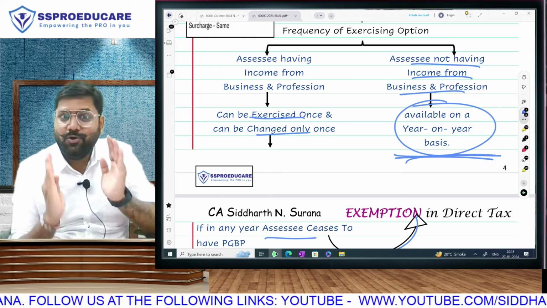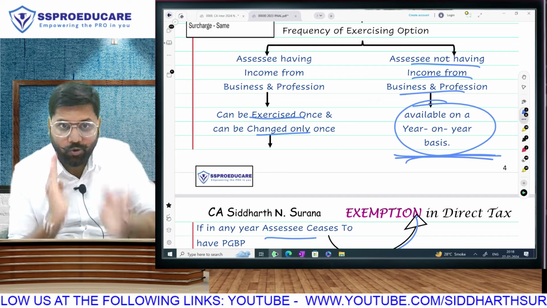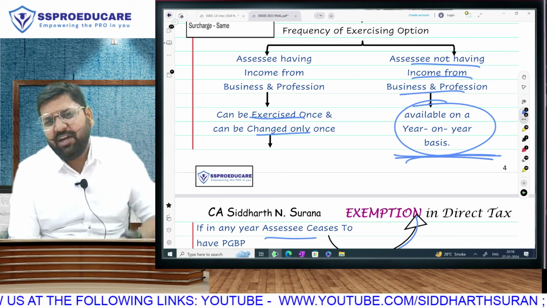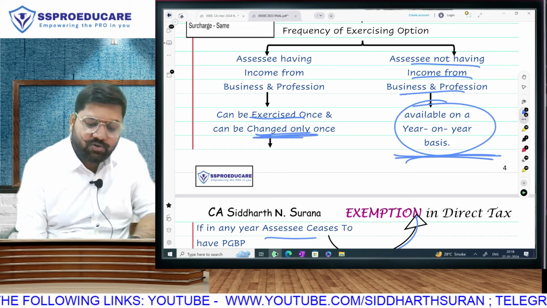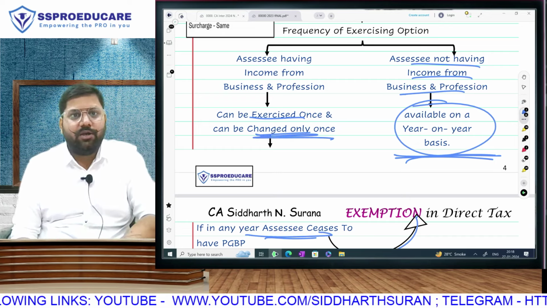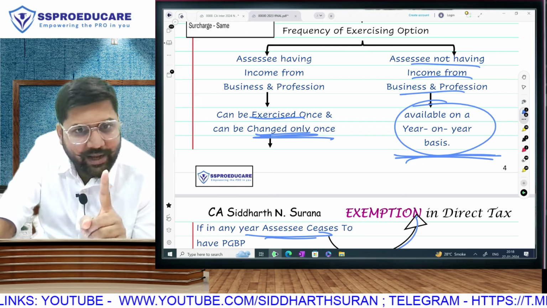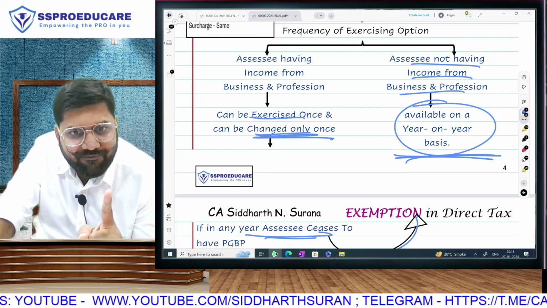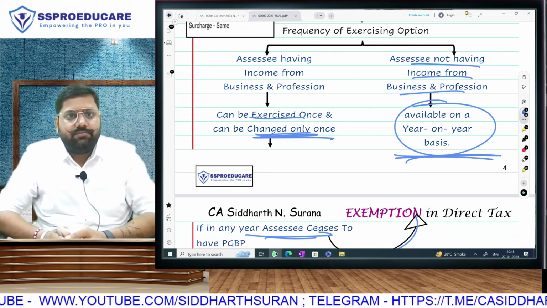Now you are in old, whether you exercise or not. One day you are not comfortable and say, no yaar, I want to go back to new. So no problem. You can change and go back to new, but only once. Thereafter, you will not be allowed to go back to old again. So new to old, you can exercise your option. Not comfortable in old, come back to new. But the second time, we will not let you do it.